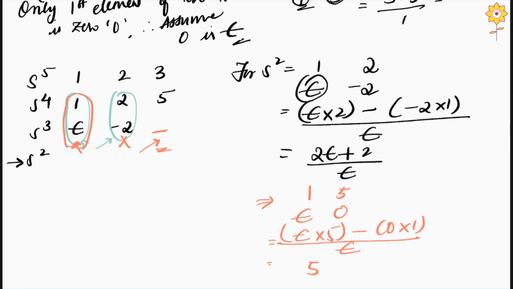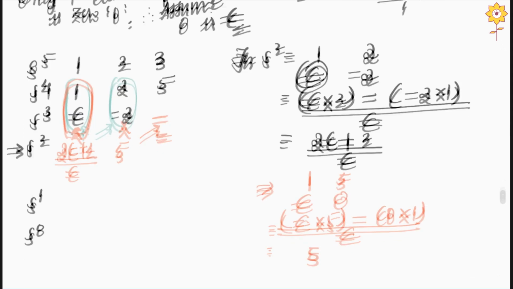So, we have 2 epsilon plus 2 upon epsilon and here we have 5. What are the remaining rows? S^1 and S^0. Now, let us proceed and find the remaining values quickly.